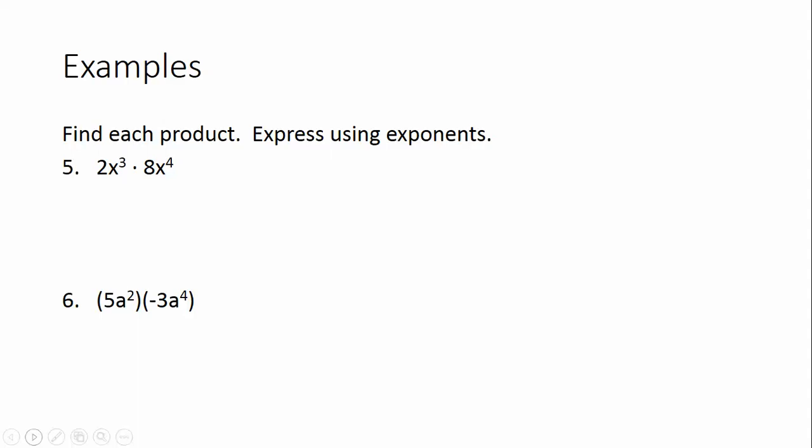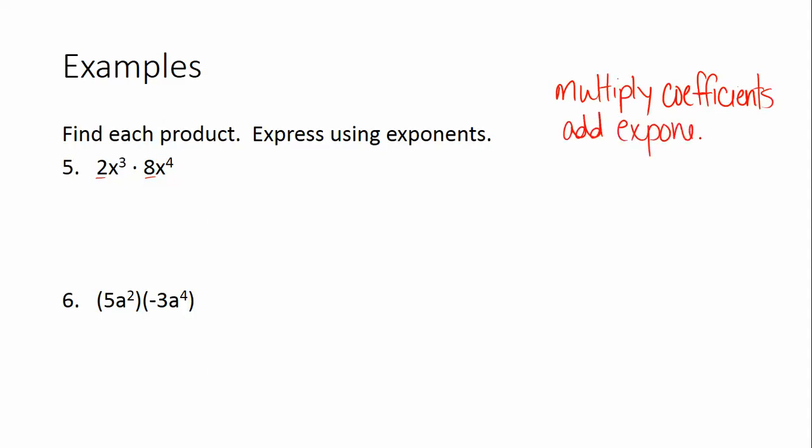5 and 6 are a little different because now the monomial has a coefficient, so that's like the number in front of the variable. So this is a little different than what we were doing previously, because here you are going to multiply coefficients, and then you're going to add exponents. So multiplying coefficients, 2 times 8 is 16. And then we have x to the 3rd times x to the 4th, so that's x to the 7th. So we simplify to 16x to the 7th. On number 6 again, we want to multiply 5 times negative 3, that's negative 15. A, we add 2 and 4, a to the 6th. Negative 15a to the 6th.